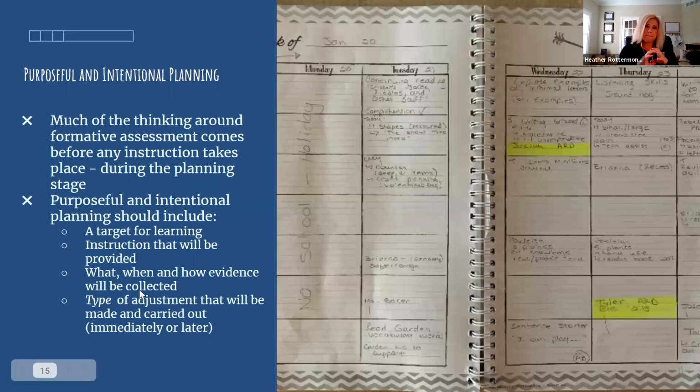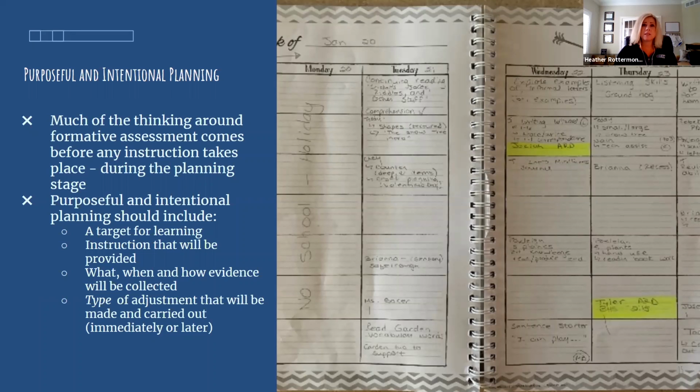So when we talk about purposeful and intentional planning, a lot of what we talk about around the formative assessment process happens in the planning stage, right? So we should include, when we're planning, a target for learning. So what is our learning goal? What instruction are we going to provide to our students? The what, when, how will the evidence be collected? And then considering the type of adjustment that might be made or carried out.